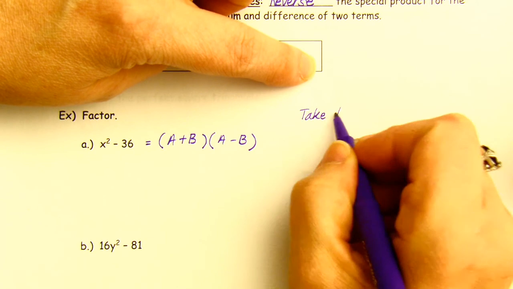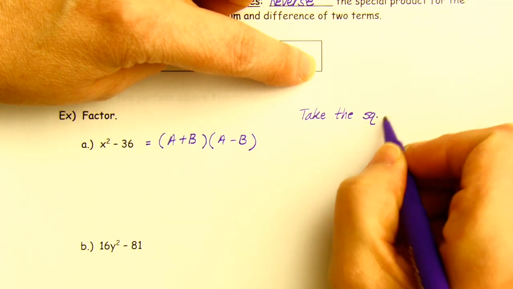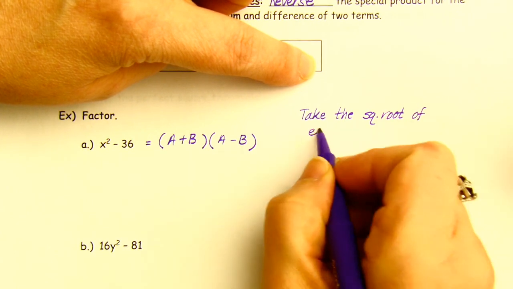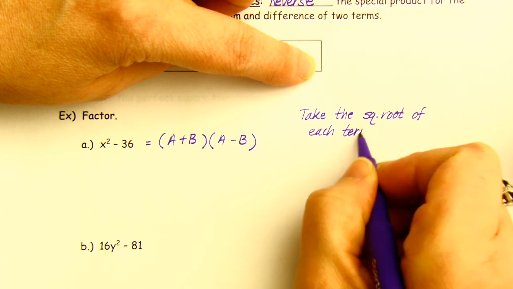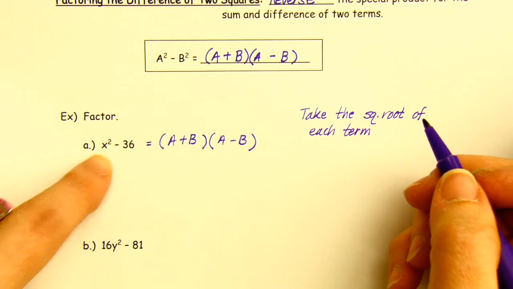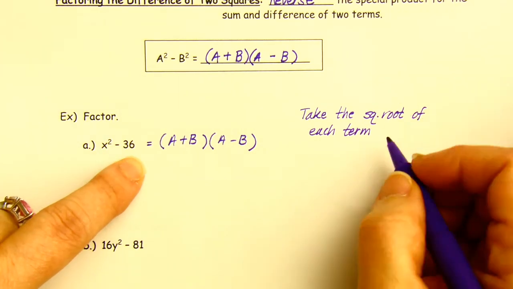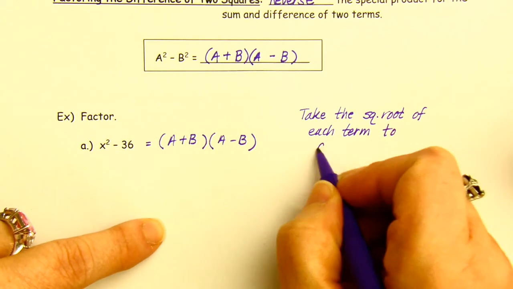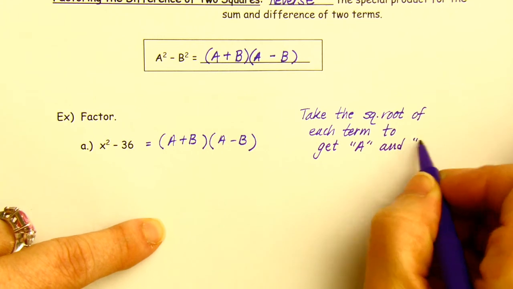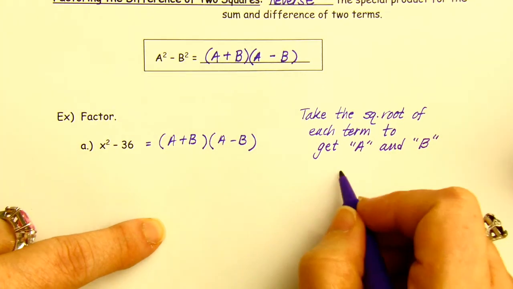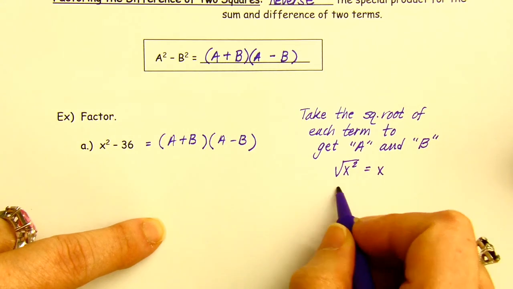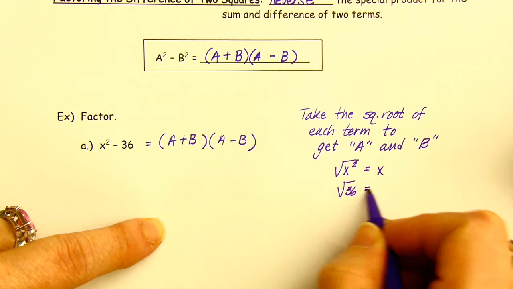Take the square root of each term. Remember, terms are separated by addition and subtraction. So here by subtraction, x squared is a term, 36 is a term. Take the square root of each term to get a and b. So if I look, you know, the square root of x squared is x. The square root of 36 is 6.